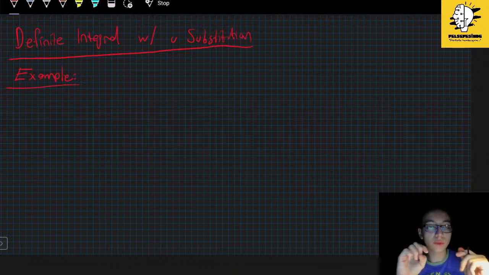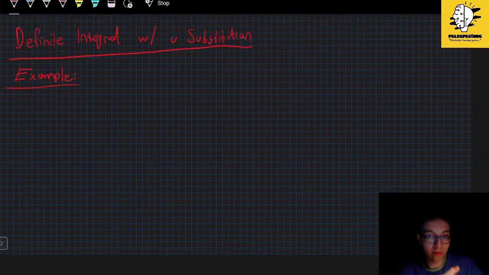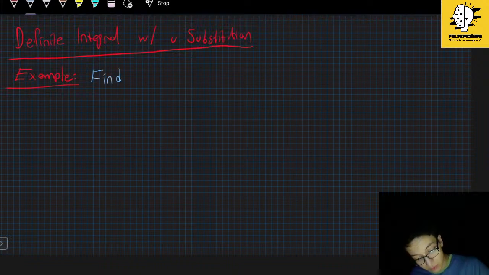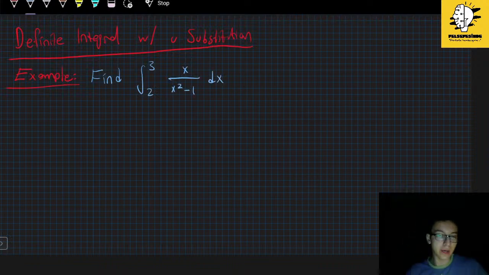Do you want a difficult question or an easy question? Let's start with easy. My question is, please find the definite integral between 2 and 3 of x over x squared minus 1 dx. Well, I think this is an easy one.